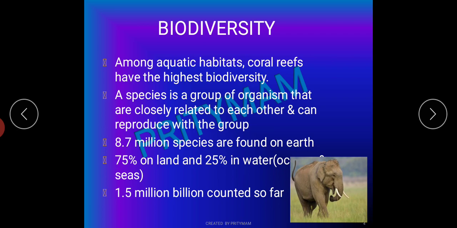It is estimated that there are around 8.7 million species on the earth, of which 75% are on land and 25% are in the oceans and the seas. 1.5 million have been counted so far, with new ones also being discovered every year.